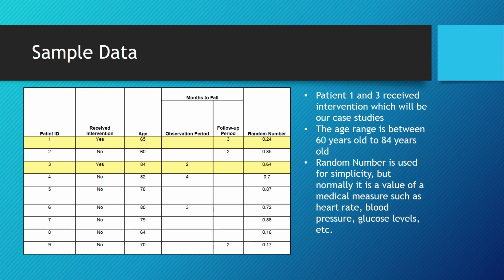Here is the sample data that was provided to us. As you can see, patients 1 and 3 received the intervention, which will be our case studies. The age range is between 60 and 84 years old. On the very right column, you can see it says random number, and that would normally be a value of some kind of medical measurement since we're in the healthcare field, like heart rate, blood pressure, glucose levels, etc.